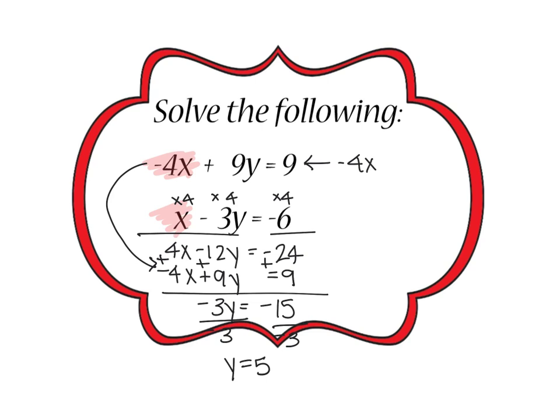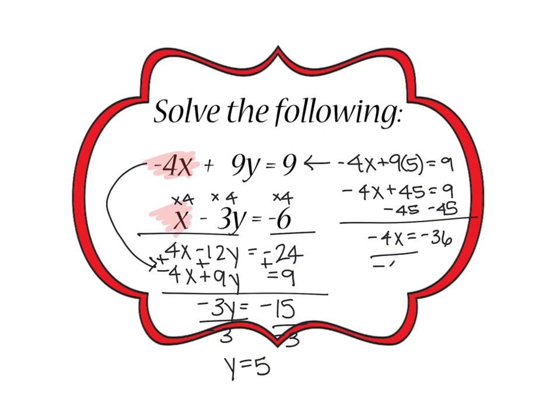When I plug that back in, I get negative 4x plus 45 equals 9. I subtract 45 from both sides. Negative 4x equals negative 36. And when I divide by negative 4, I get that x equals 9.